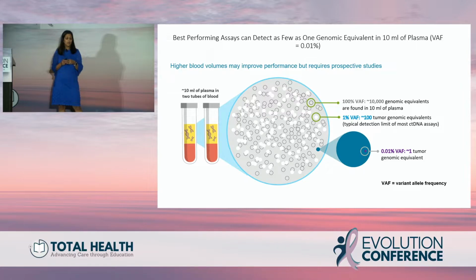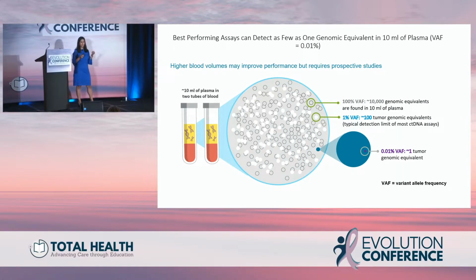And when you're talking about 1% VAF or 0.01% VAF, so 1% VAF is, if 100% is 10,000, 1% is 100. So you're basically able to detect 100 tumor genomic equivalents. 0.01% VAF is detecting just one tumor genomic equivalent in the background of all this stuff. So you can see some of the challenges. There is some stoichiometric limitation of what you happen to catch in a blood tube at any given time.